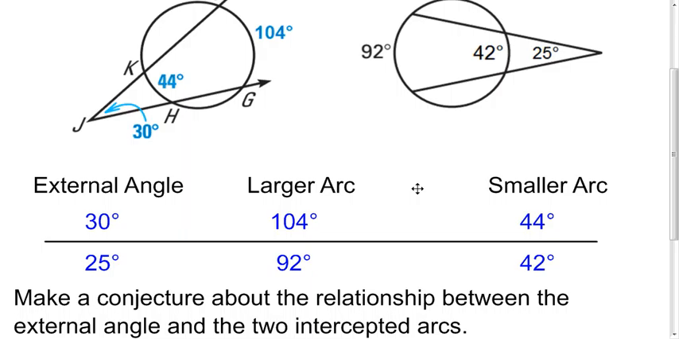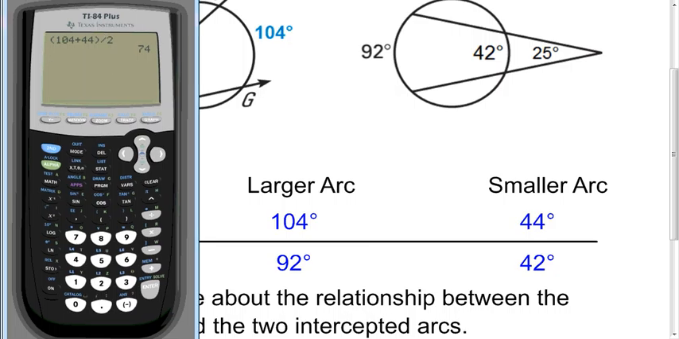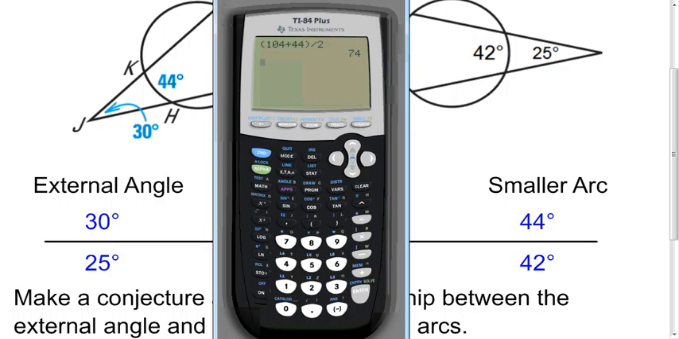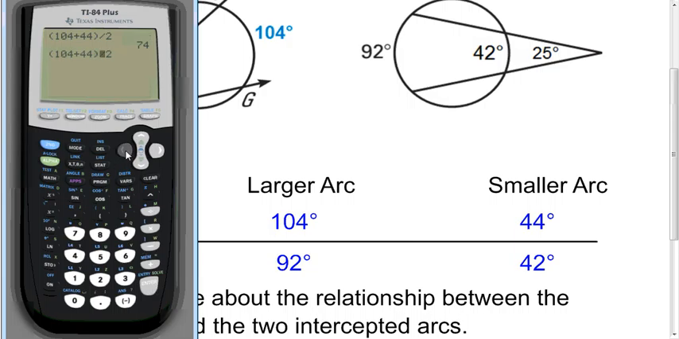Well, if we do something like we did with the interior case, we would add the arc measures together and divide by 2. But that gives us 74 for the first case, and this is 30 degrees, so that's not correct. So let's see if we can tweak this a bit. Instead of adding them together, let's see what happens if we subtract them. And we do get 30.